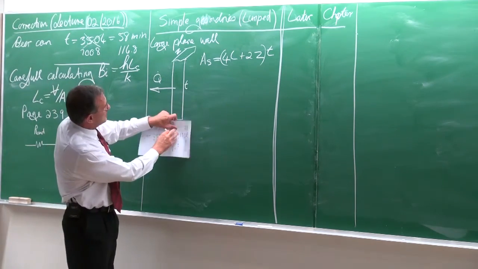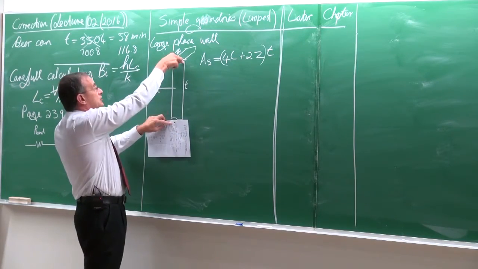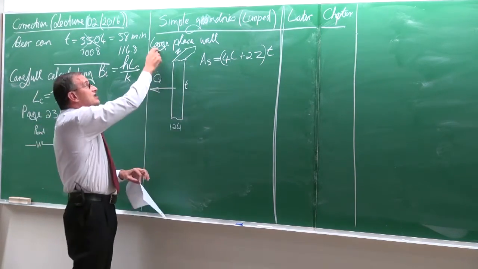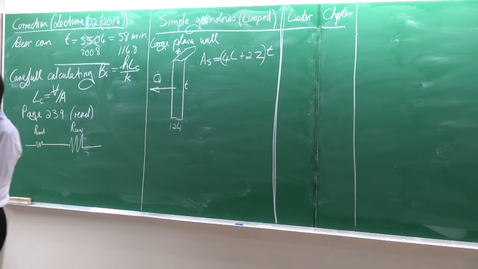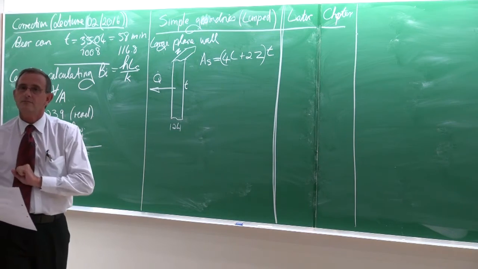Remember, we do not look at the heat transfer here and the heat transfer there, because it is a large plane wall. So what happens at the two points doesn't matter. It is relatively small in comparison with a big problem. You all happy with that? Did I make a mistake or is it fine?